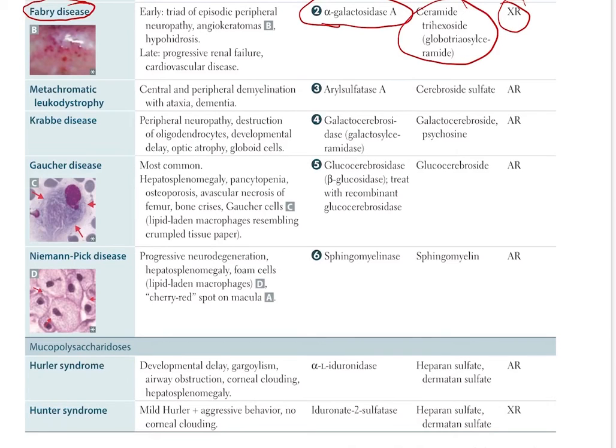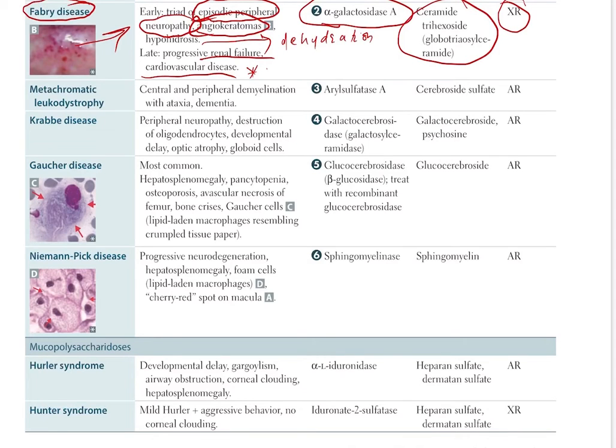The first thing we need to know is the triad of episodic peripheral neuropathy. That is number one: the patient has a peripheral neuropathy problem. Second is angiokeratoma, as you can see here in the picture, and third is hypohidrosis, so the patient presents with no sweating. If the disease is late, you can have renal failure and cardiovascular diseases, which are also associated with it.